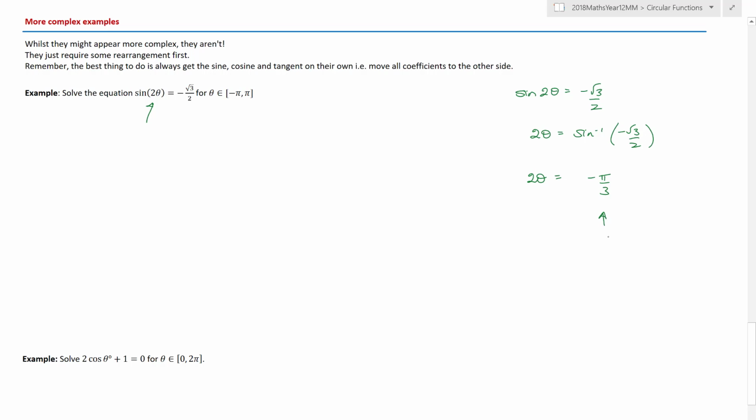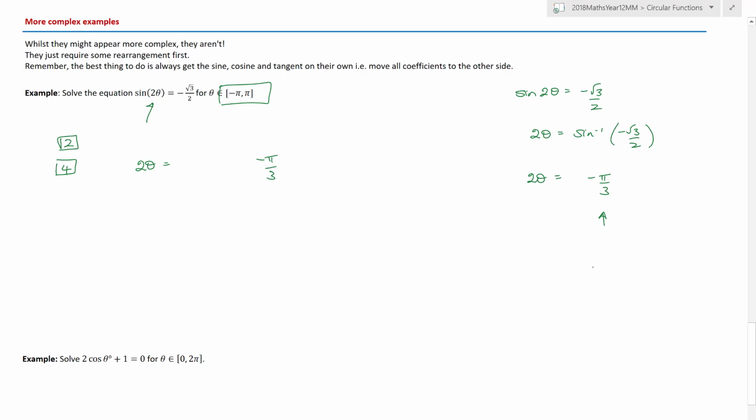I now need to find all the solutions that are going to fit between minus pi and pi. But how many solutions will there be? Well, if you remember, a standard sine curve will have 2 solutions. But because we're doing 2 theta, we're now squidging that in, effectively doubling the number of solutions. So I'm now going to look for 4 solutions. I've only got the first one. So I can now say that 2 theta equals, and I'm going to leave some space, minus pi on 3.